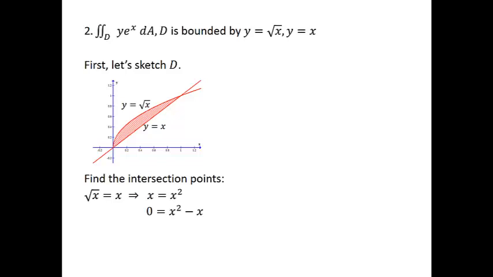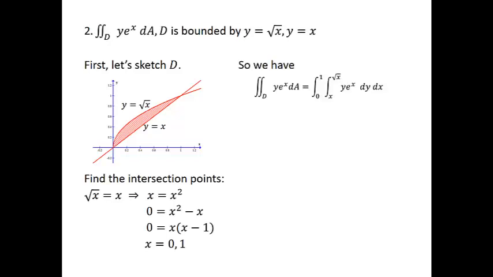We subtract the x to the other side, factor out the x, and see we have intersection points of x equals 0 and 1. Therefore, our double integral over D can be written like this. Notice that in the region D, x lives between the numbers 0 and 1, and y lives between the functions x and square root of x.